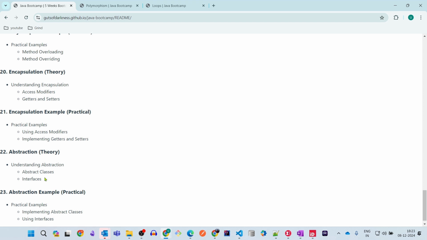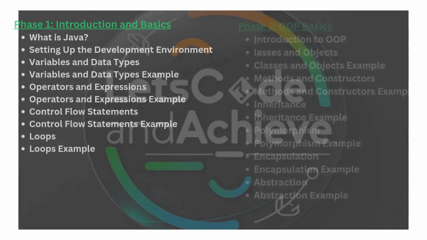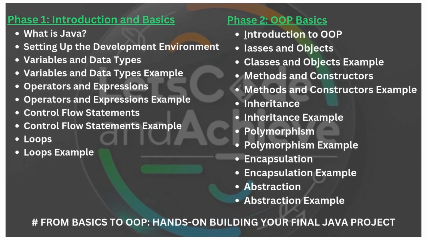Then after that we'll move to the practical, where we will implement abstract classes and use them, and also we have the interfaces. We'll cover all these things in the practical lessons. So here our phase 2 ends. We have covered all the basic and advanced concepts in phase 1 and phase 2. So that's a quick overview of what we will be covering in our Java bootcamp.